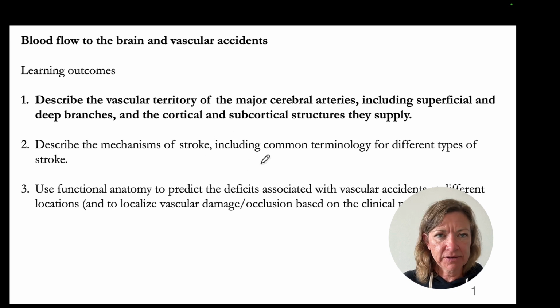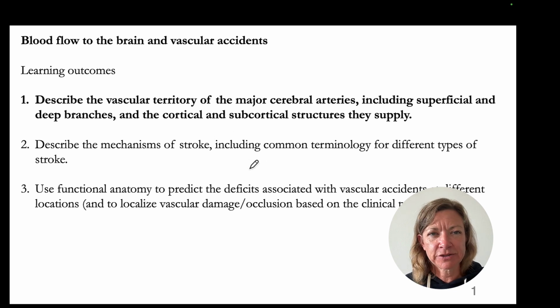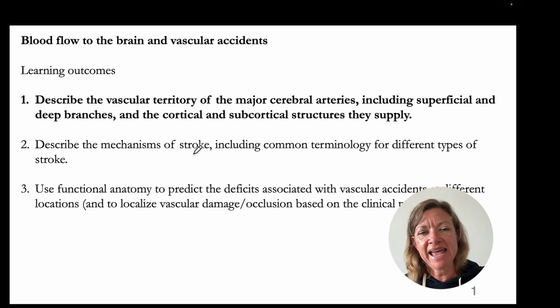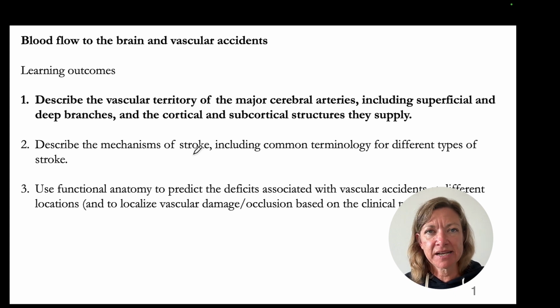So here are the learning outcomes for the talk. We'll talk about the vascular territory of the major cerebral arteries, then move on to mechanisms of stroke, including the common terminology for different types of stroke, and most importantly for our purposes, we'll use functional anatomy to predict the deficits associated with vascular accidents at different locations. So let's start with the vascular territory.